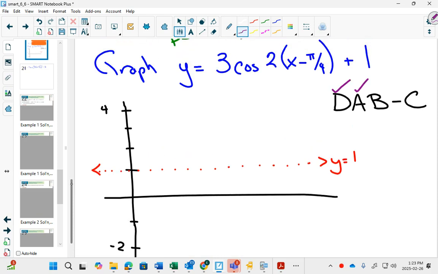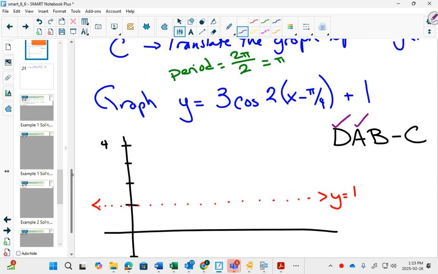Next, our B value. And in green over here, my B value is 2, which means my period is going to be 2 pi divided by 2, because the normal period for sine and cosine is 2 pi. That B value of 2 is a horizontal compression by a half, meaning your period is going to get multiplied by half. So that's why we would do 2 pi divided by 2.